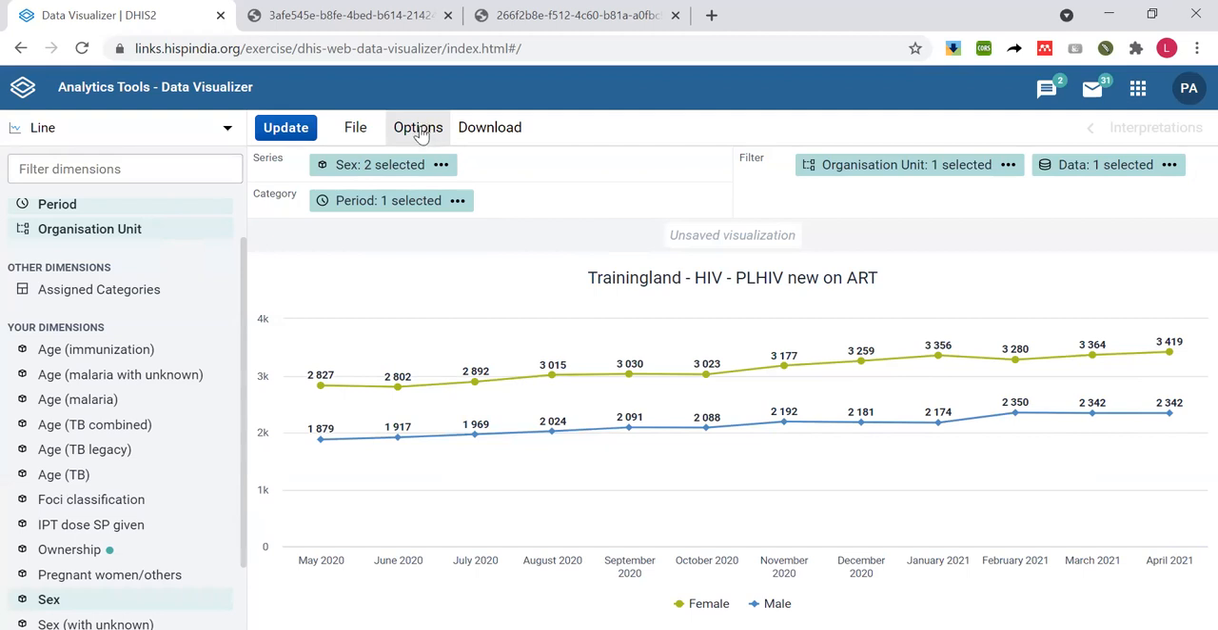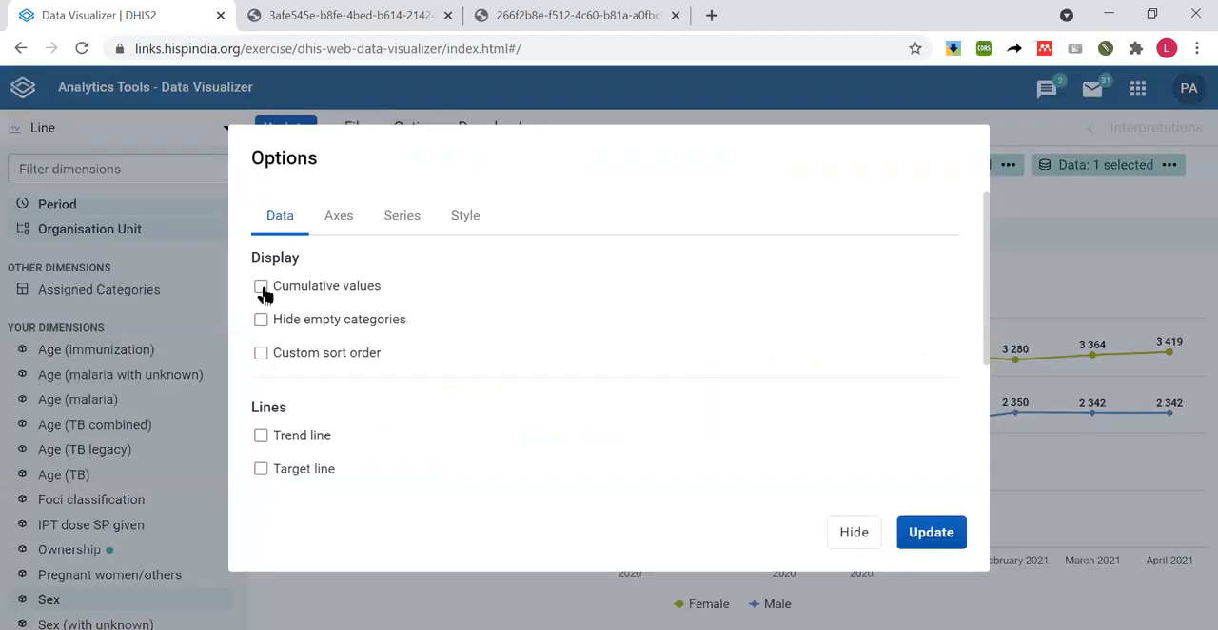Okay, so let me show you something different. Right now, I'm going to click on options.